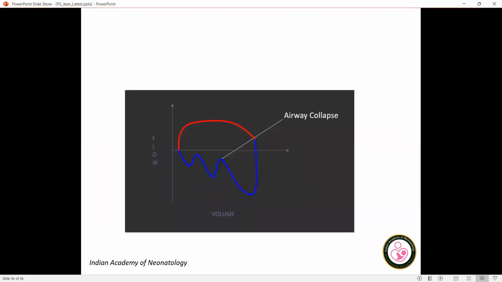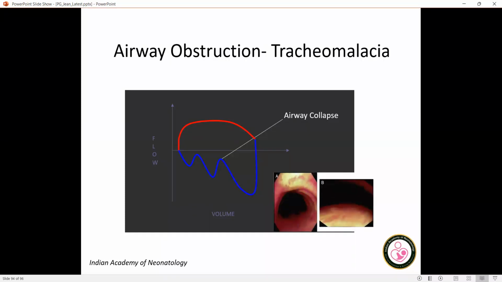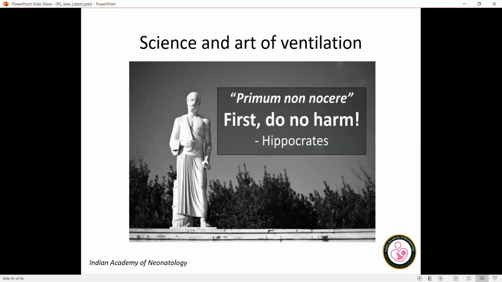Okay. So what is this? We can see some problem in the expiratory limb. This is inspiration, this is expiration. There is some expiratory airflow limitation. Initially the expiration was okay, but at the end of the expiration some issues are there. When you did a scopy, it was tracheomalacia. So thank you.